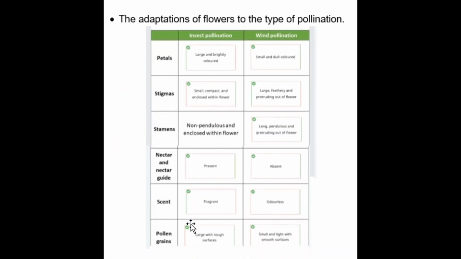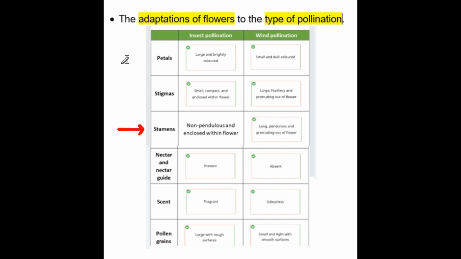The adaptations of flowers to the type of pollination. Petals. Insect pollination: large and brightly colored. Wind pollination: small and dull-colored. Stigmas. Insect pollination: small, compact and enclosed within flower. Wind pollination: large, feathery and protruding out of flower.